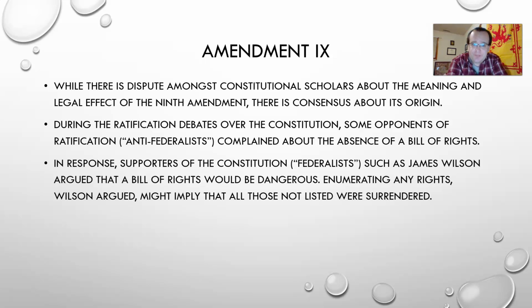So in response, the Federalists, the supporters of the Constitution, like James Wilson, argued that a Bill of Rights would be dangerous. Because if we enumerated any rights, enumerate meaning write them down, list them, he thought that everything that was not listed would be surrendered. So you can only do what's in Amendments 1 through 8. Okay, well, that doesn't say anything about my right to wear a necktie when I put on a suit, or that I can only buy suits made in Guatemala or whatever. I mean, there are all sorts of rights that you have that you don't necessarily think of as rights.